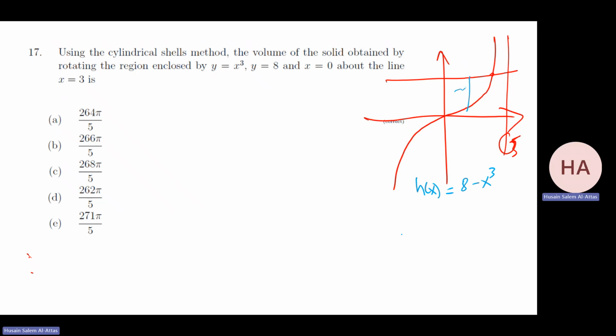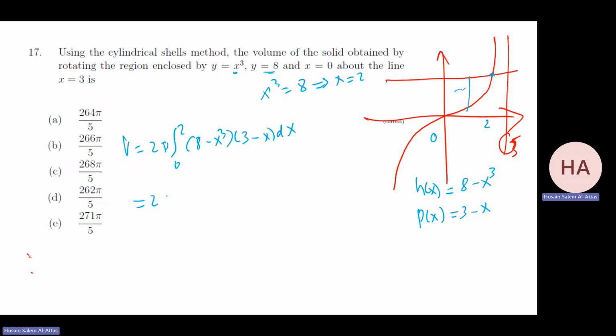p of x will be what? 3 minus x. And from where to where? From 0 to 2. I know at x equal 2, I have y equal 8, so this is the intersection. If you make x cubed equal 8, you get x equal 2. Okay. So I have V equal 2 pi integral from 0 to 2 of this times this.